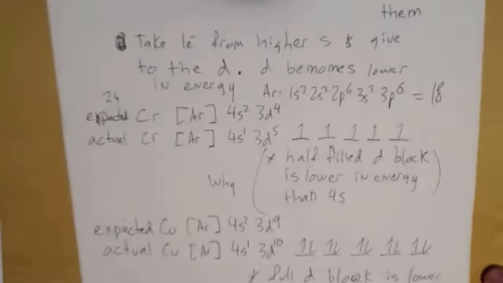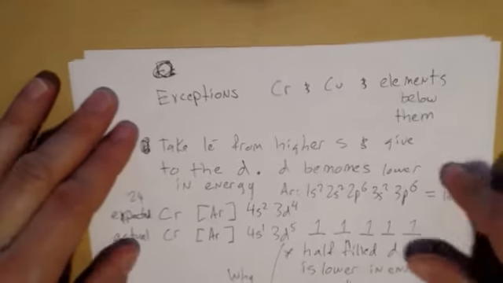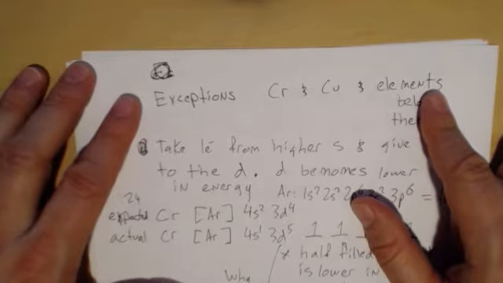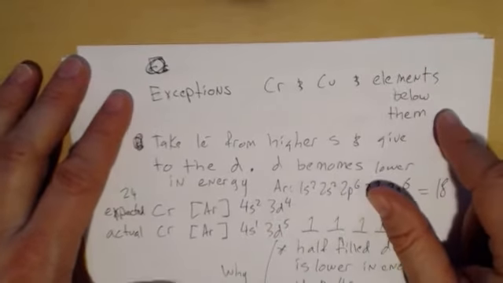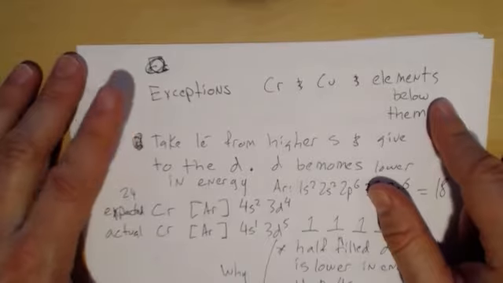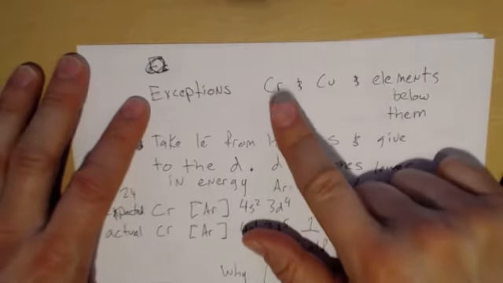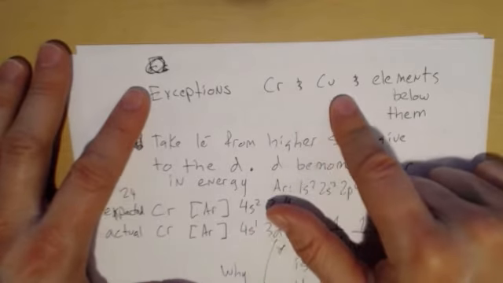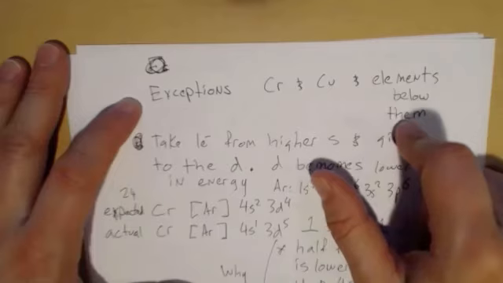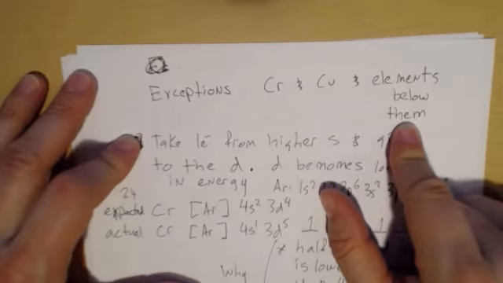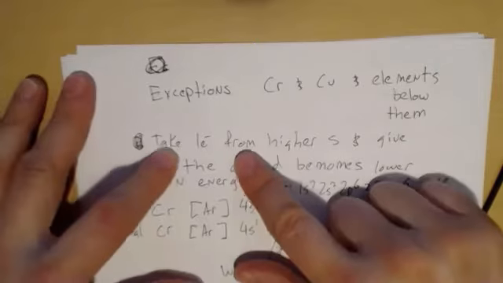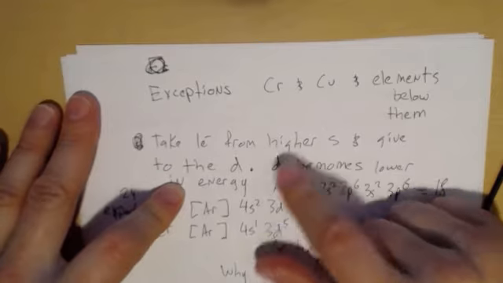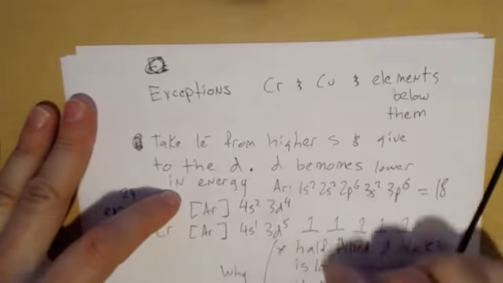We saw that there were some exceptions. There's actually more exceptions than these, but these are the first exceptions we see on the periodic table. We're going to ignore exceptions in the F block. There's tons of exceptions in the F block, actually. But these ones we can explain pretty easily from a quantum mechanical perspective. Chromium and copper and the elements directly below them in their group take 1 electron from the higher S and give it to the D. The D becomes lower in energy.